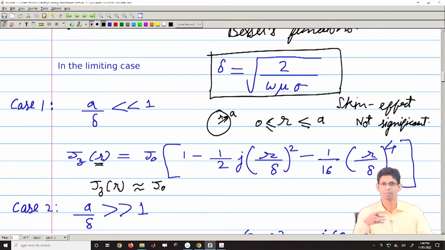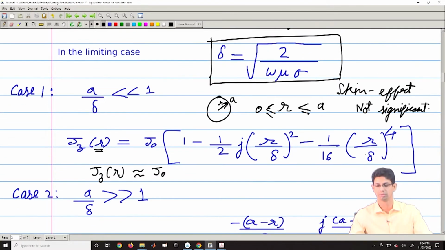If you want a little bit more accuracy, maybe if you neglect the term of r by delta to the power 4, you can still consider the term r by delta, and then you can notice that there is a j term here. Your current density will still be more or less constant, but still you can get a complex current. So, this will represent the inductive part in this case.